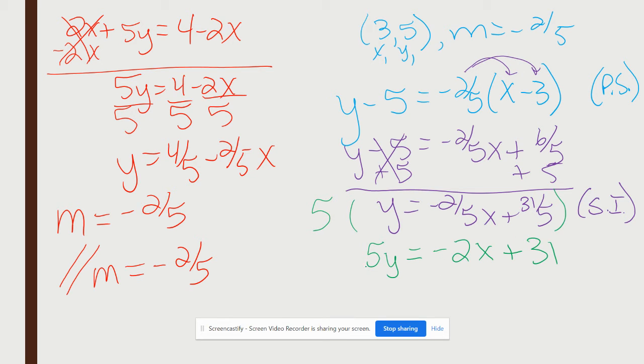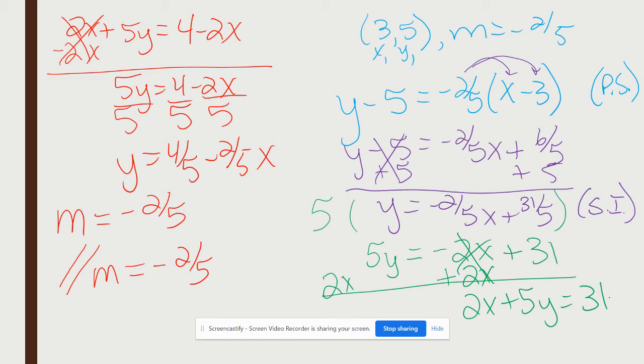Our last step, remember we have to have x and y together on the same side. So the opposite of a negative 2x is positive 2x. So 2x plus 5y is equal to 31. And this is standard form.